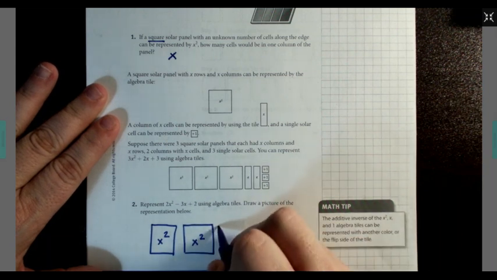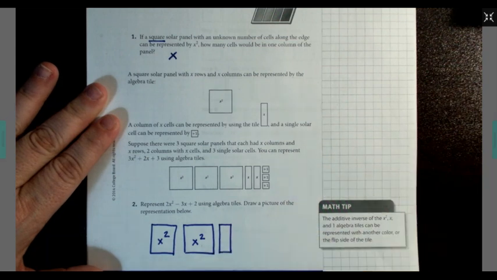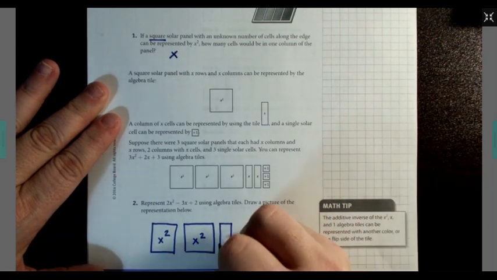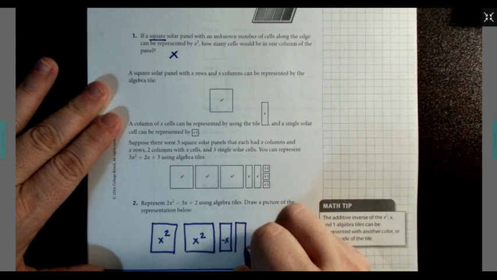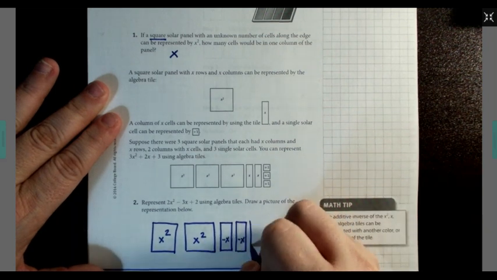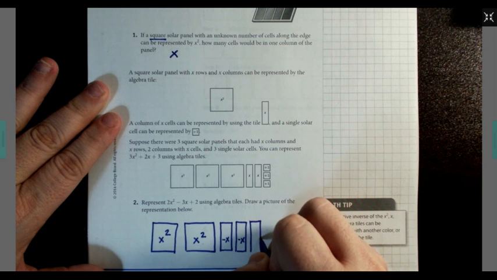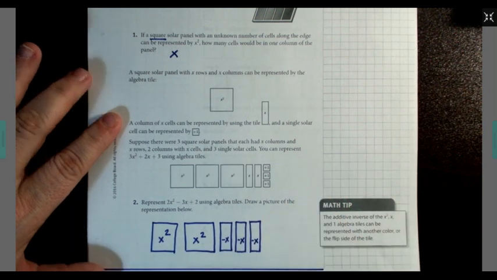rectangle, the long rectangle. But mine's not going to say positive x. It's actually going to say negative x. I'm going to have another one. This one is also going to say negative x. I'm going to have a third one because it says I got 3 of these. And this one is also going to say negative x.